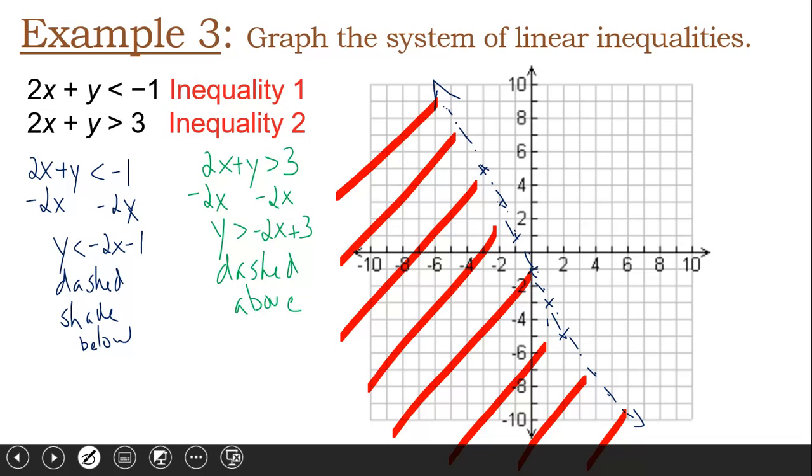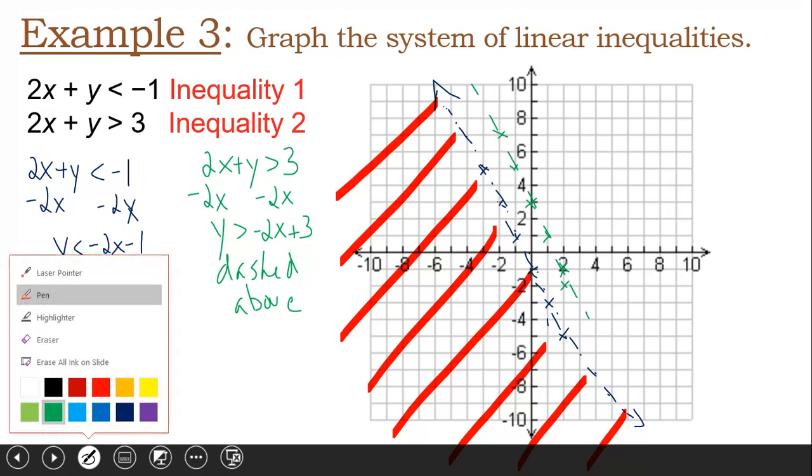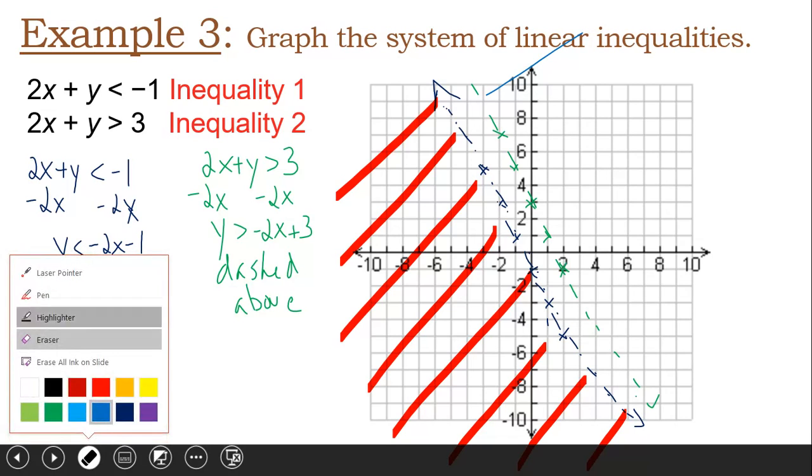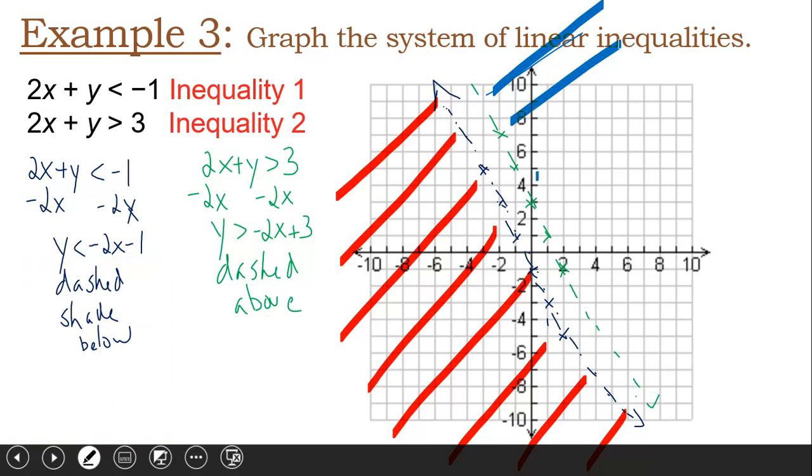So once again, starting at my y-intercept, which in this case is positive 3. Slope is negative 2 over 1, so I can go down 2 and to the right 1. Or I can go up 2 and to the left 1. Notice that these lines are parallel. This is also a dashed line. This point should be right here. I'm going to shade above this line, which would be in this region up here.